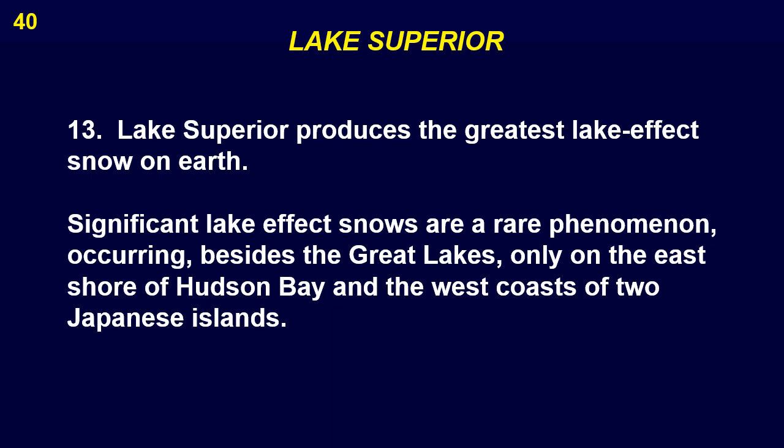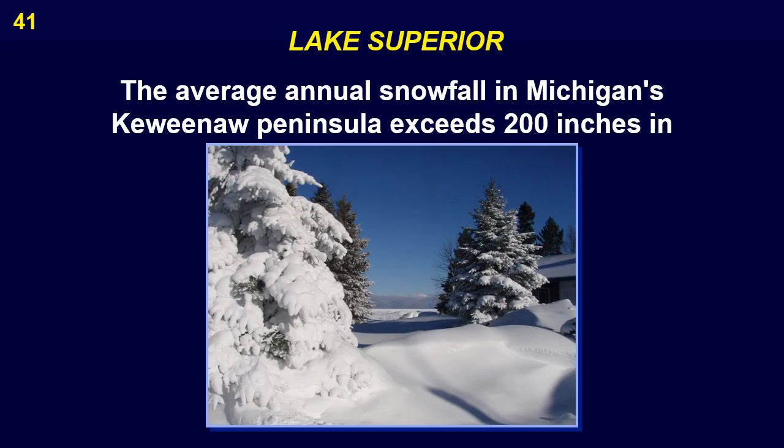12. Lake Superior produces the greatest lake effect snows on Earth. Significant lake effect snows are a rare phenomenon, occurring, besides the Great Lakes, only on the east shore of Hudson Bay and the west coasts of 2 Japanese islands. The average annual snowfall in Michigan's Keweenaw Peninsula exceeds 200 inches in places.